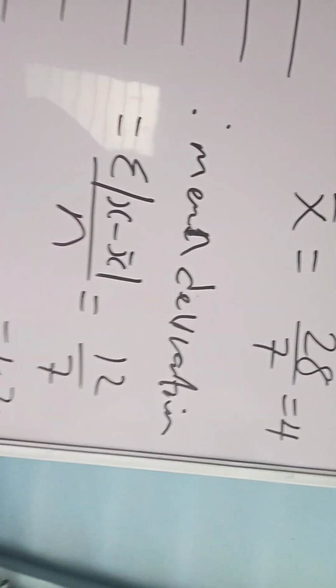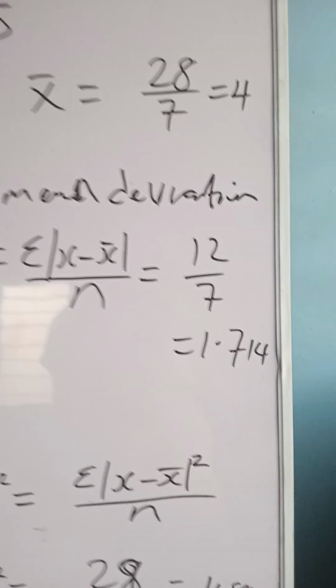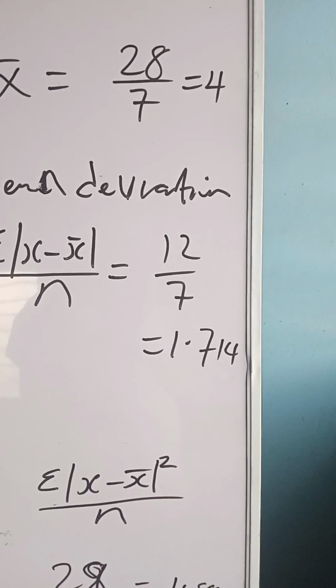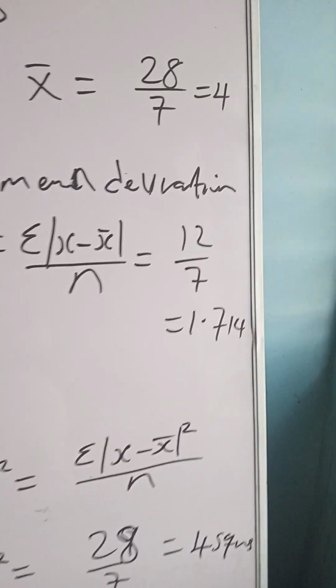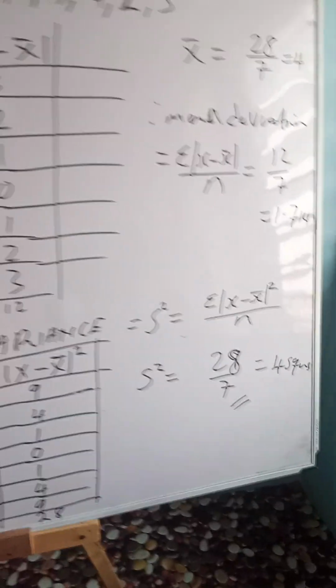Now, in finding the mean deviation, we divide the 12 by the number of data, which is 7. We put it into the formula, and dividing 12 by 7 gives us 1.714.